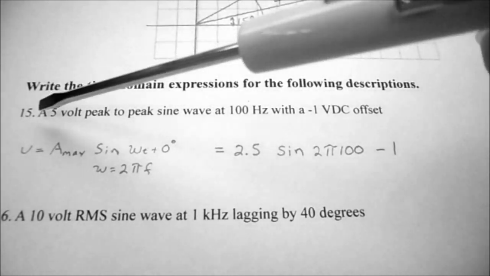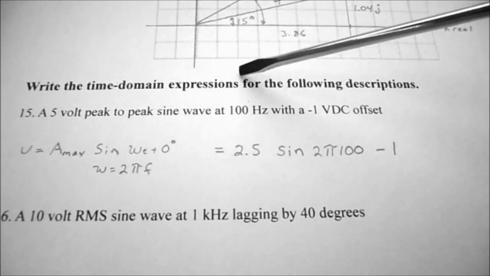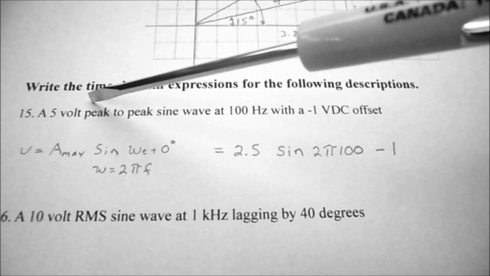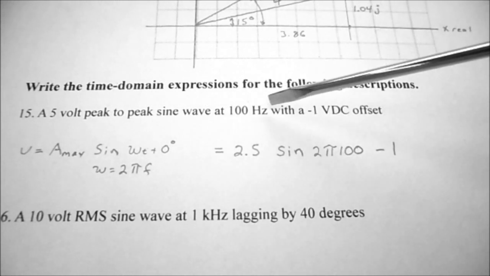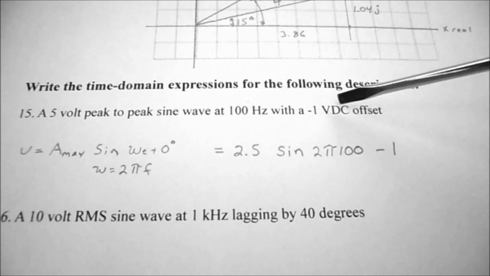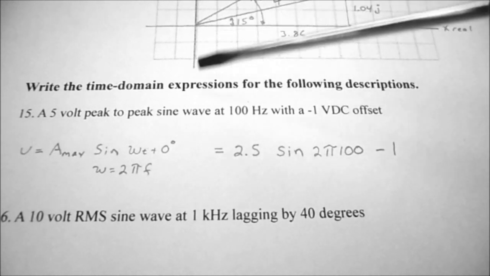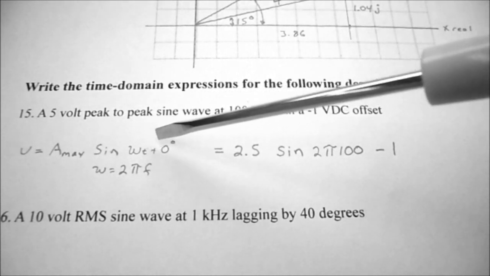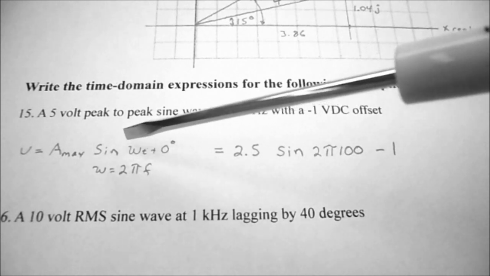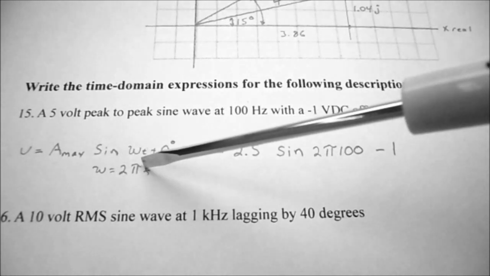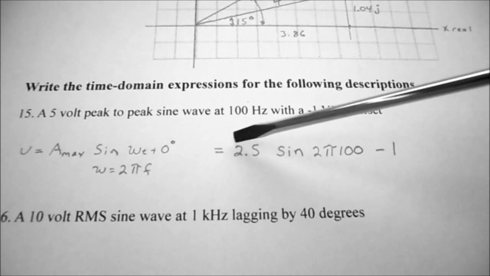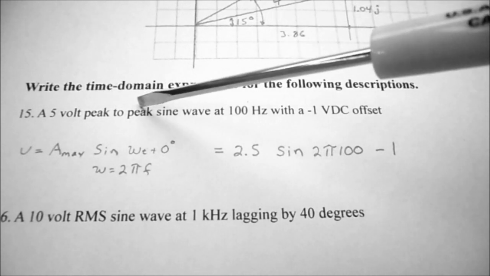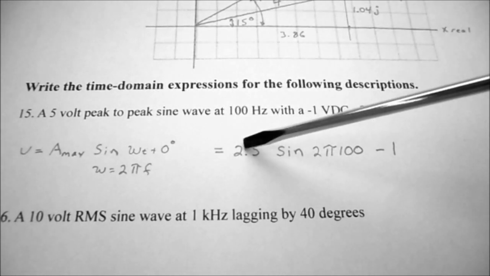So under procedure, step 15, we're to write the time domain expression for the following descriptions. So our description is a 5-volt peak-to-peak sine wave at 100 hertz with a -1 volt DC offset. So remember, our formula is V is equal to A max sine omega t plus our phase angle. So omega is equal to 2 pi f. So our formula becomes 2.5 because it's maximum, and 5 volts peak to peak divided by 2 is 2.5.